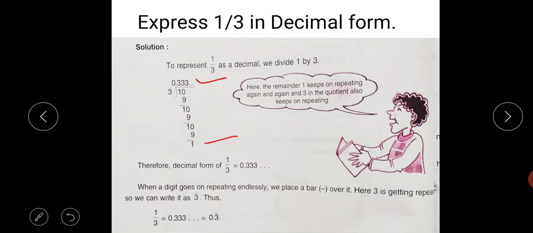Now the digit 3 is repeated again and again, so we can write it as 3 bar. We put a symbol, this 3 bar. So 1/3 is equal to 0.3 bar. It means 3 repeats again and again. So this is a non-terminating but repeating decimal.